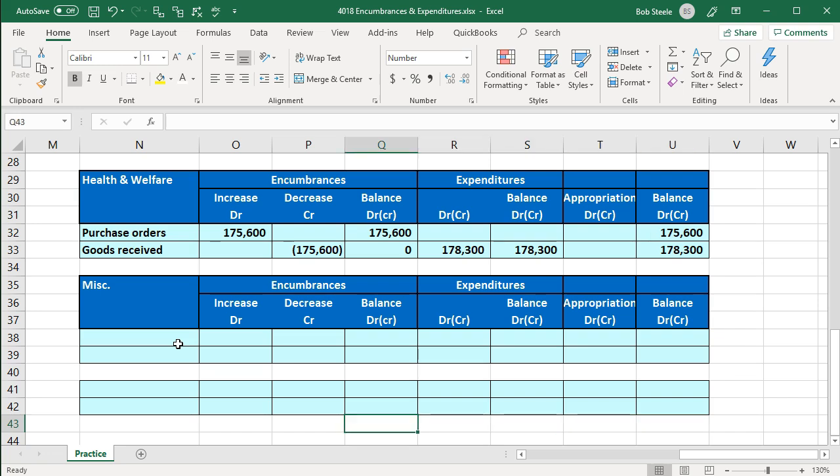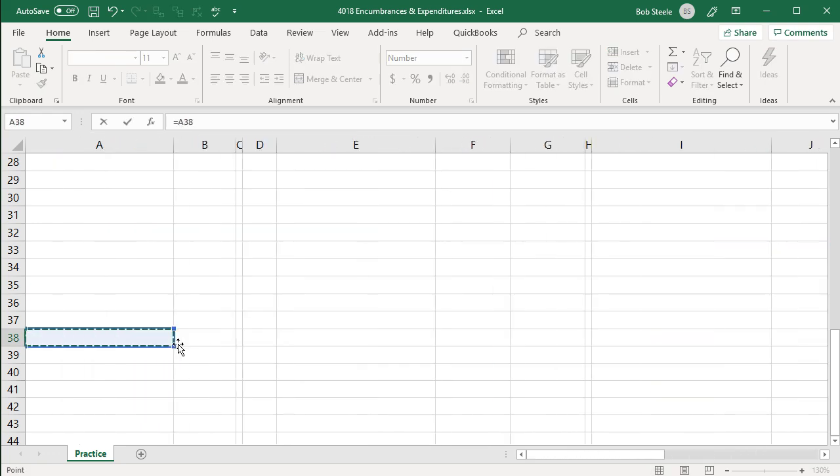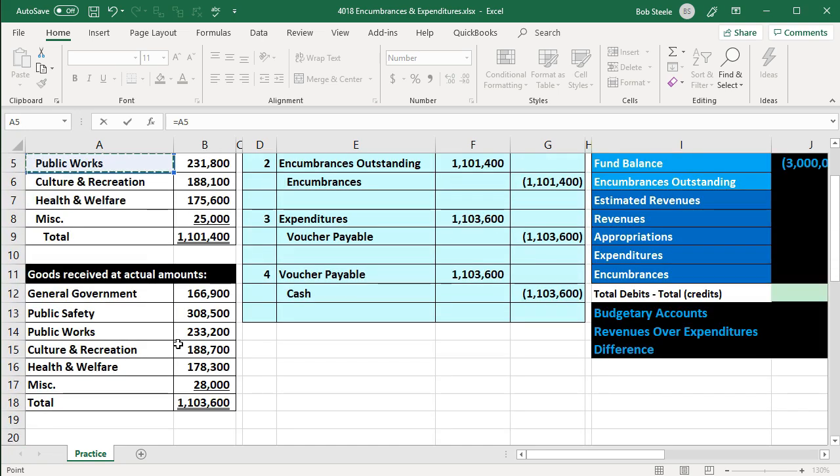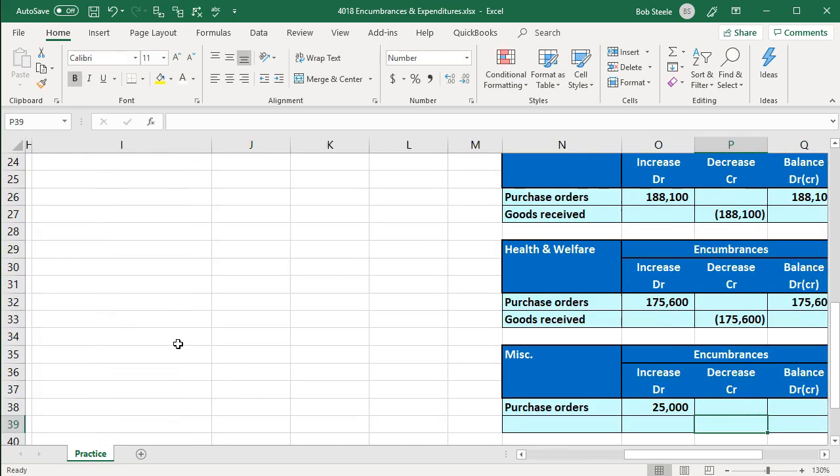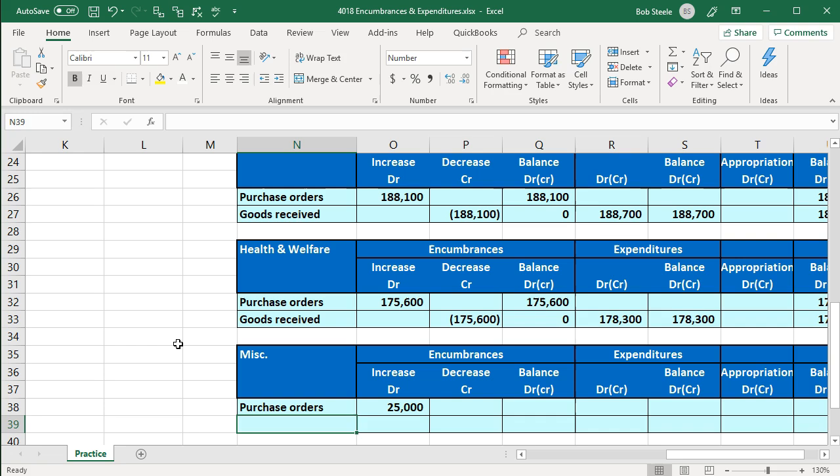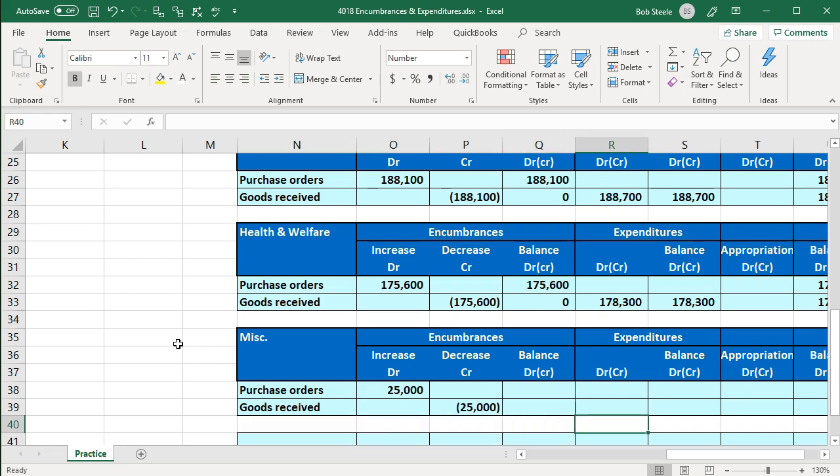One more time, and then we have to stop this. Good times. So we're going to say this equals the purchase orders for the miscellaneous. This is going to be equal to the encumbrance. So the encumbrance up top, 25. Then we're going to say that the goods were received. Goods received. Credit the 25. We received all of them.